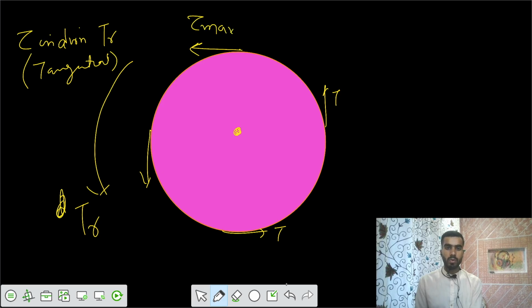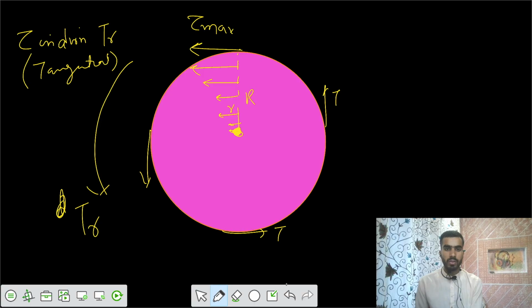That means if you go to some point r, you have tau max, and if you go to some smaller value of r, you have a smaller value of tau, and the direction is also the same. That's tangential to the surface. So you have that linear variation of r, and I would say this is the shear stress variation along the length.